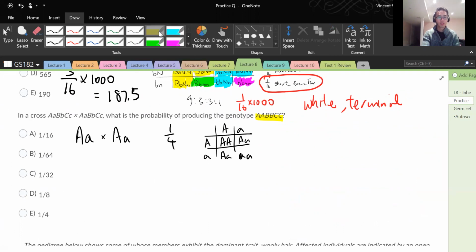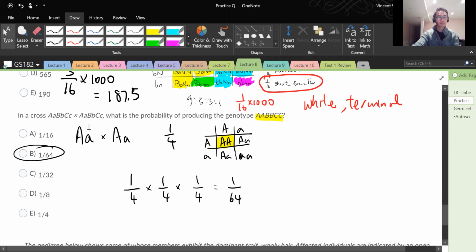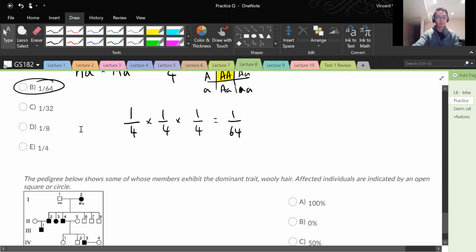Okay. So there is a 25% chance, 1/4 chance, of getting a big A, big A. And that's the same for B and C, right? Because they're all heterozygous. So that means the answer is 1/4 times 1/4 times 1/4, which is 1/64. Okay. Let's do one more.